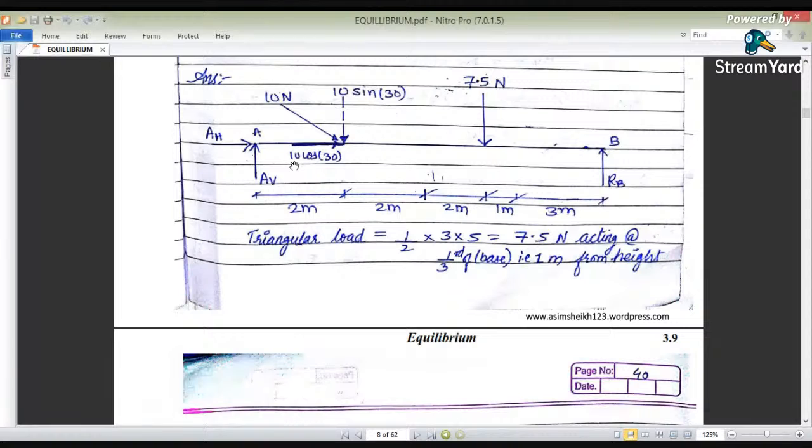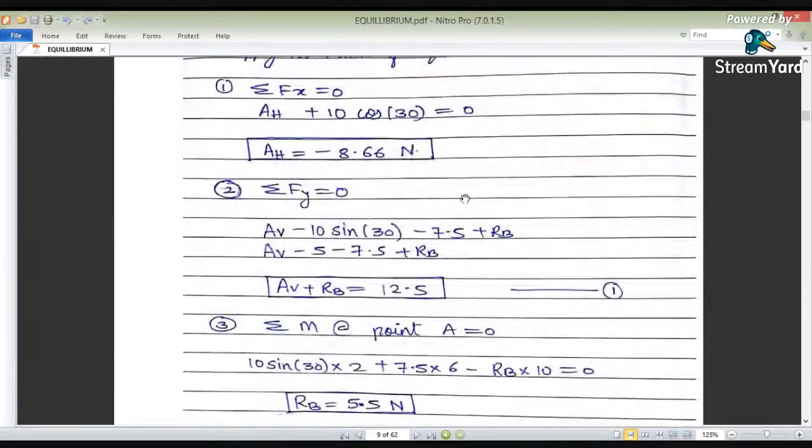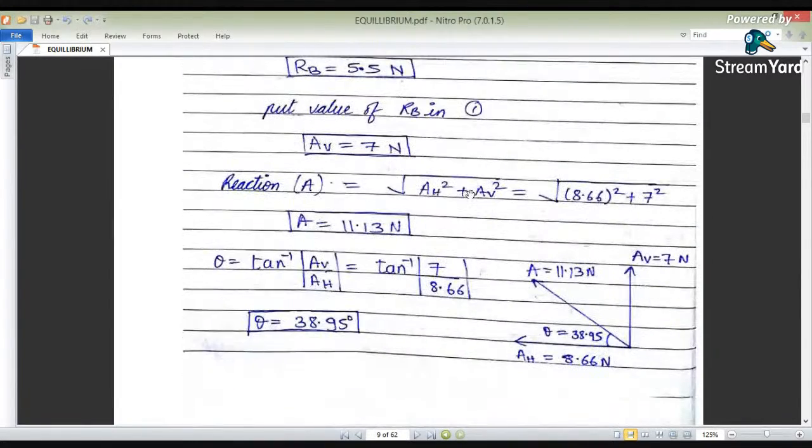Okay, so here the answer is negative. Reactions will not be negative; the final answer should be positive. Here the answer has been negative. Therefore, the reaction we assumed for AH is wrong. We assumed AH to the right side, so we will change this AH to the left side, and we will find out its value.